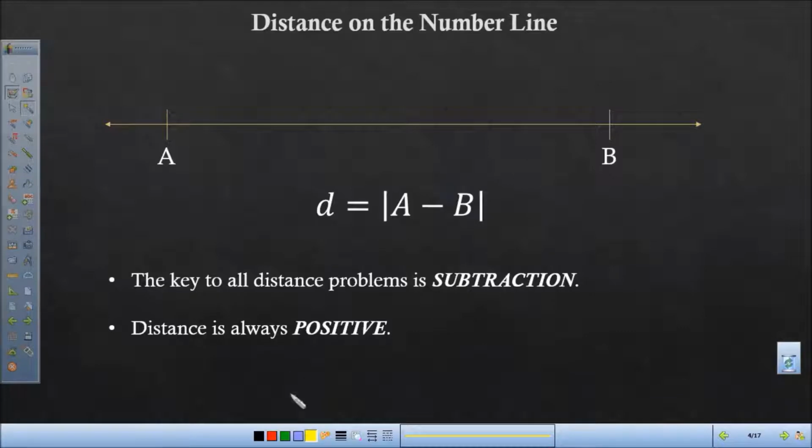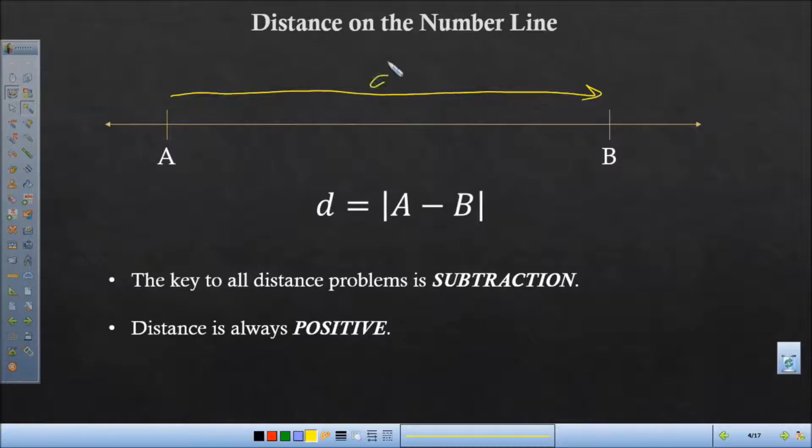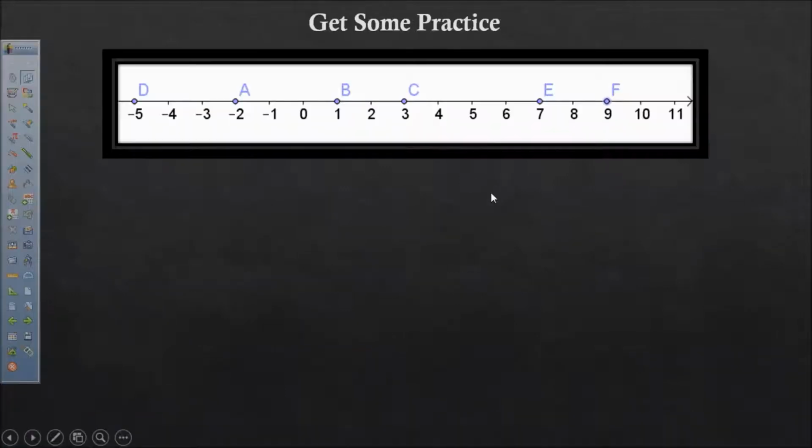Here's our official formula. You're going from A to B, and this is called distance. We find the distance by subtracting A from B, or B from A, it doesn't matter, and taking the absolute value. The distance is always positive. Don't ever leave a negative answer for distance. Okay, so let's do a couple of examples here.